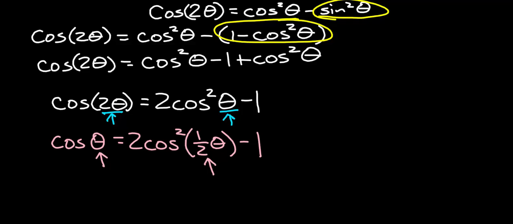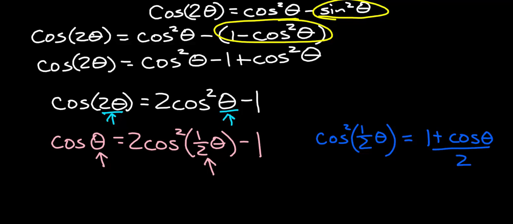Now, what I want to do, I want to solve for cosine squared 1/2 theta. Okay, so here I go. On one side, I have cosine squared 1/2 theta, and on the other side, I have 1 plus cosine theta over 2. See? I just added 1 to both sides and then divided by 2. So just some basic algebra.